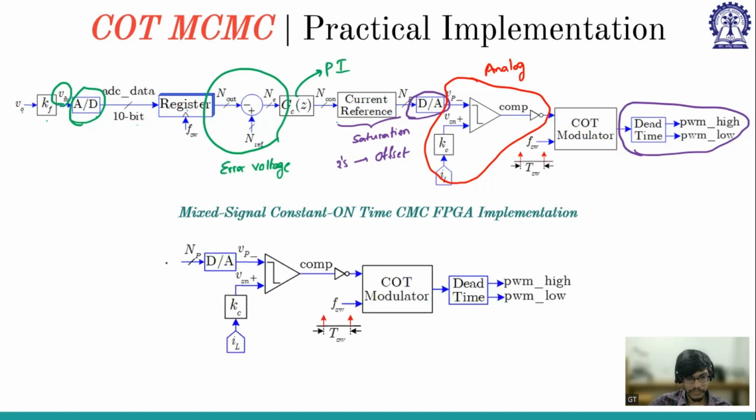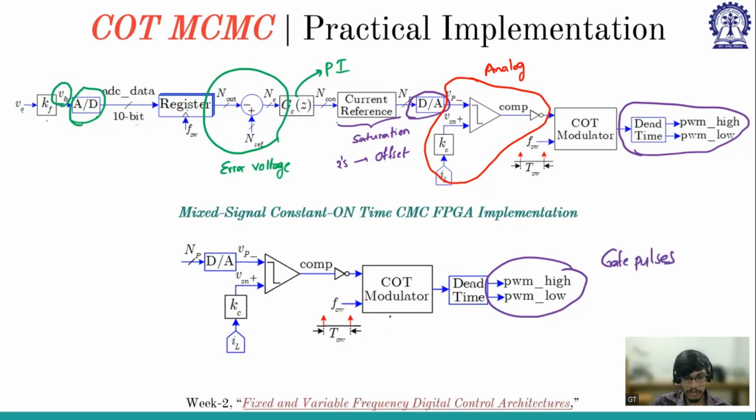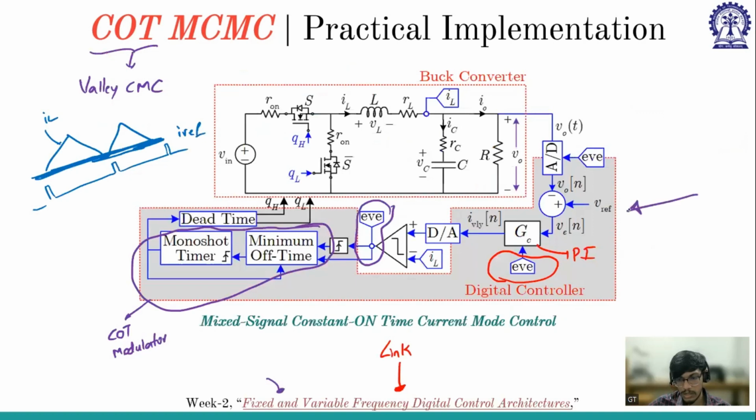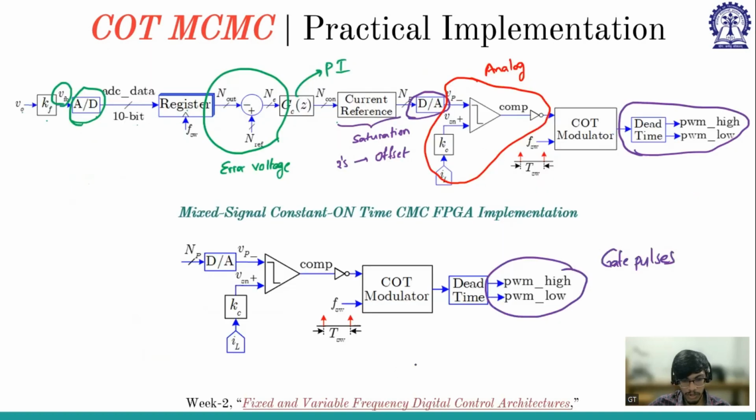So this is that additional thing that is coming with respect to our voltage mode. In the voltage mode, we don't have this additional circuitry because it is only a single loop, but here we have this current loop. So the DAC is compared with the inductor current, and then goes to the COT modulator, and then dead time, and then finally generates the gate pulses. So all these are coming from this architecture, which you can refer to if you want in week 2. So till this point, it is clear, right?